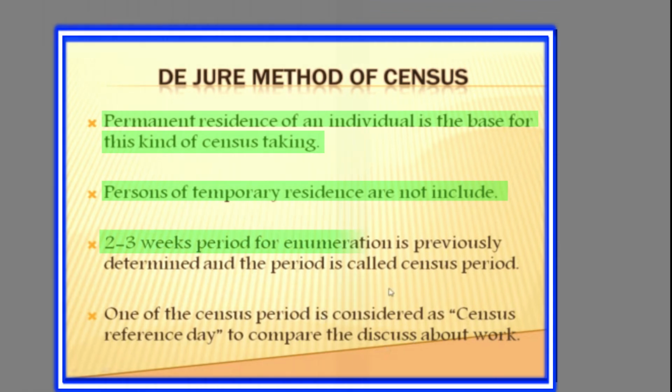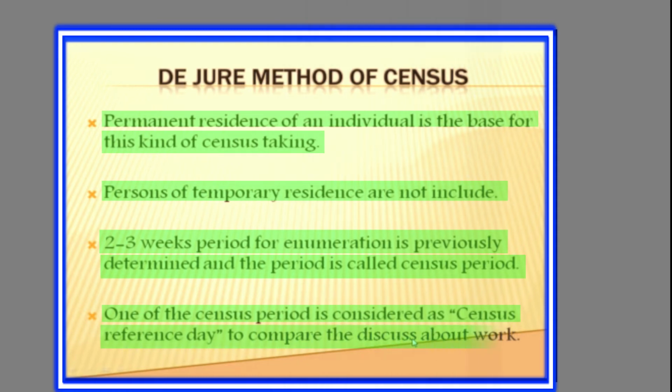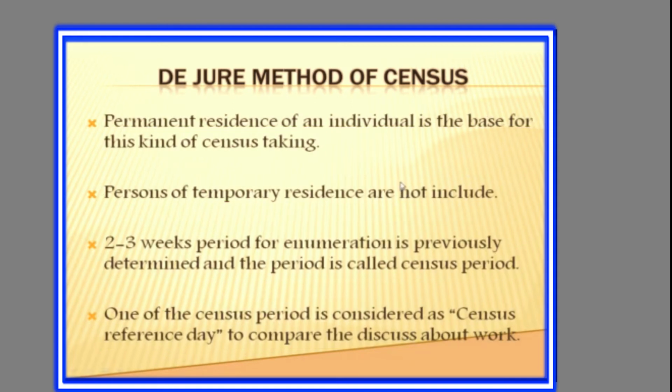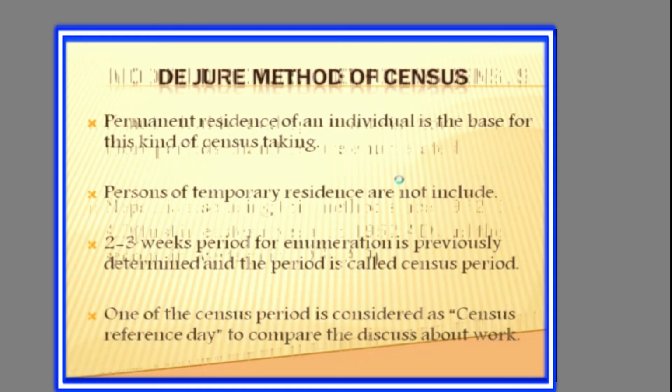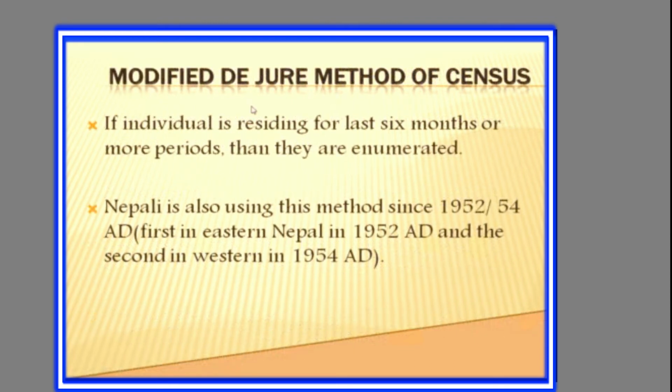A 2 to 3 weeks period for enumeration is previously determined, and the period is called the census period. People are told that the census is done during these 2 to 3 weeks, so all of you stay at your permanent place. One day of the census period is considered the census reference day, to compare where and how the census is done, and to discuss the work.